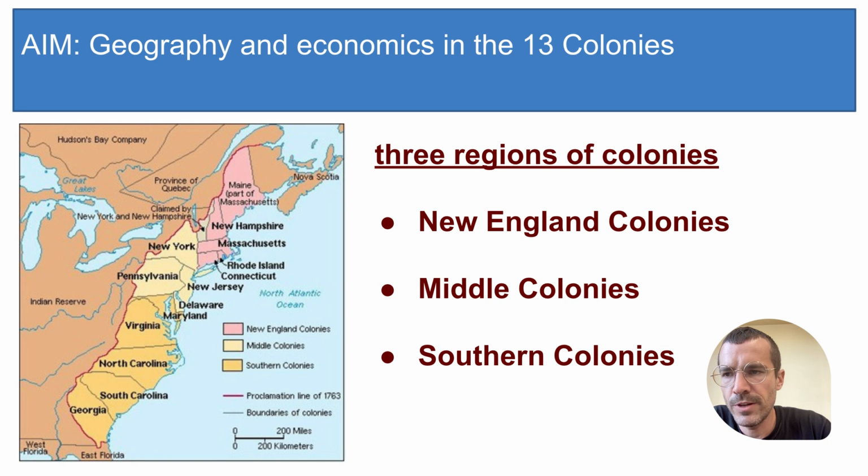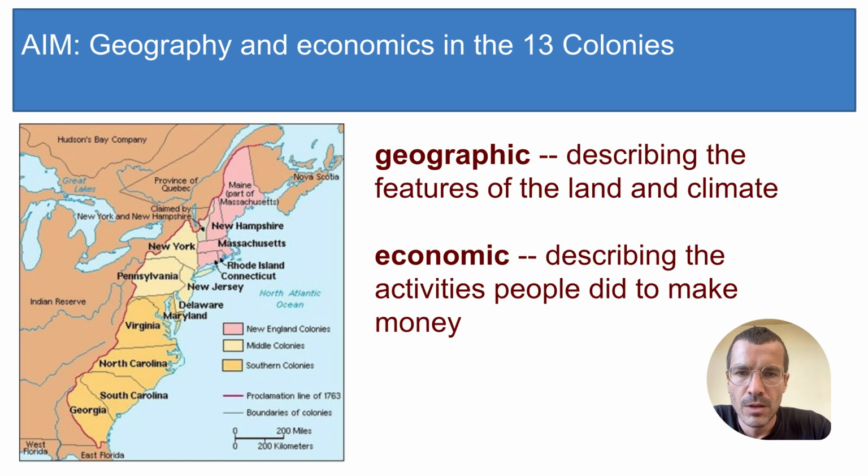For the rest of this video, I want you to focus on the geographic and economic characteristics that the colonies in each region shared. When I say geographic characteristics, I mean things that are related to the land and the climate or weather. Economic characteristics means things related to making money. In other words, what types of work were the most common jobs in each region?